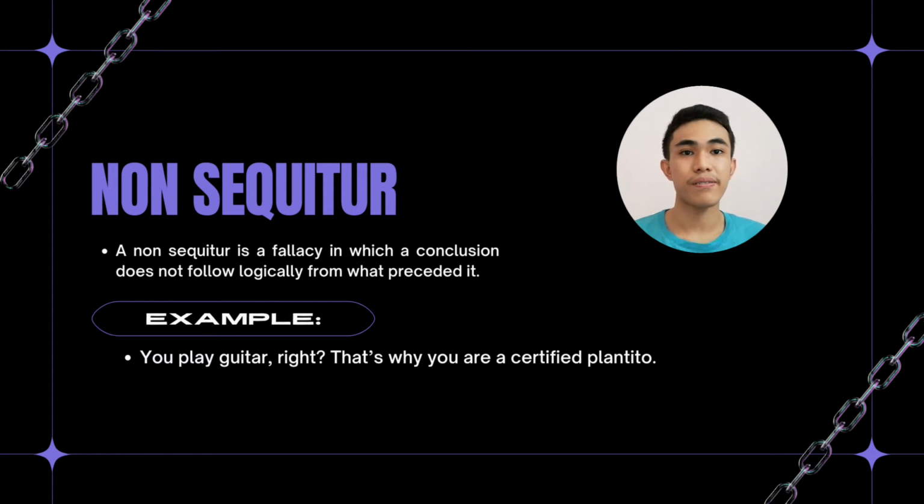A non sequitur is a fallacy in which a conclusion does not follow logically from what preceded it. Example, you play guitar right, kaya pala certified plantito ka. Like anong connect? That's an example of a non sequitur. As critical thinkers, we must be aware of these fallacies. It is crucial in arguments because it lets you debunk their logic and recognize their false reasoning.